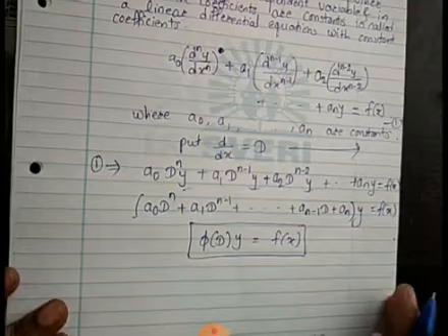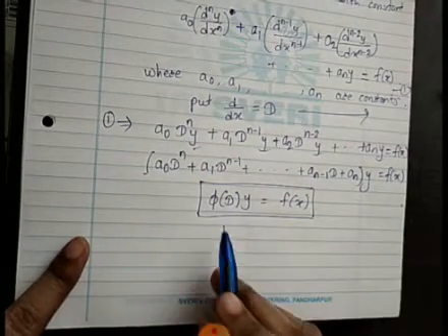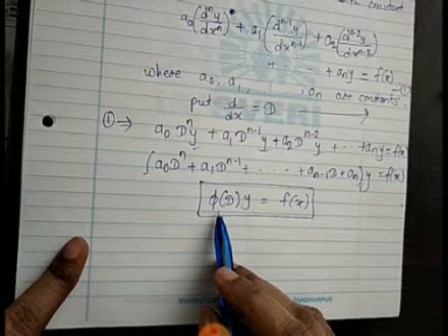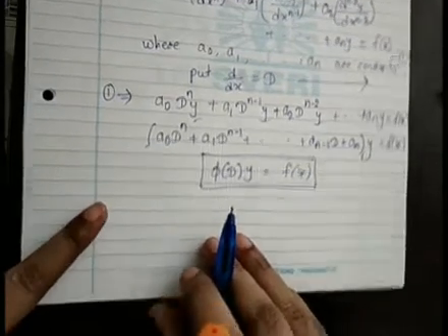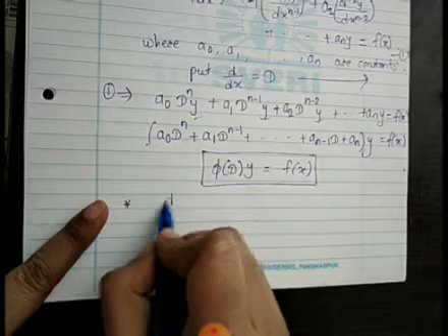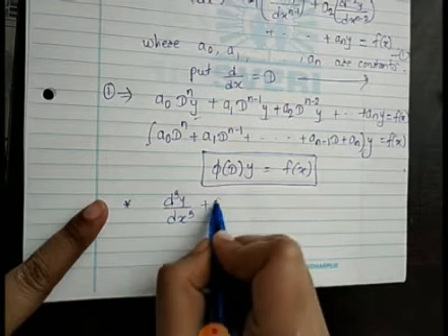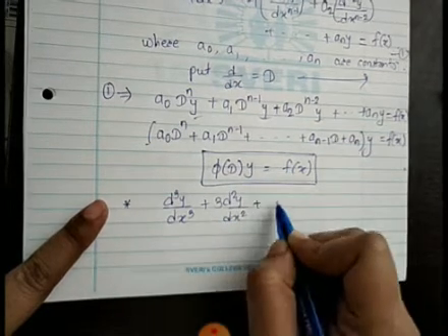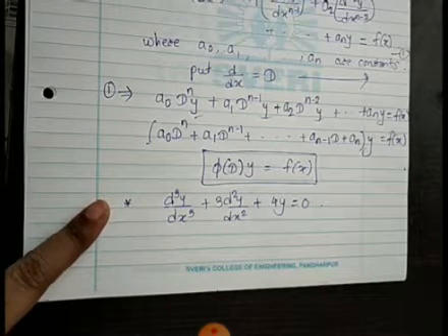And what we have got here is a standard form of LDE with constant coefficients. That is, phi of D y is equal to f of x, where phi of D is nothing but a polynomial in D. Right? For example, we'll get to know this. So if there is a term like d cube y by dx cube plus 3 d2y by dx square plus 4y is equal to something, say 0.